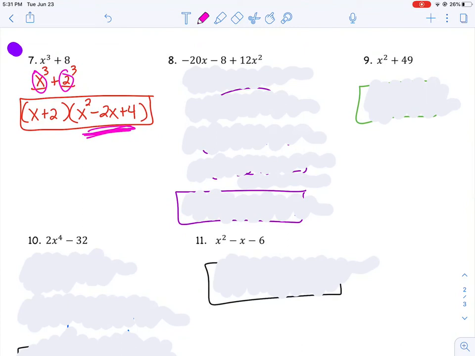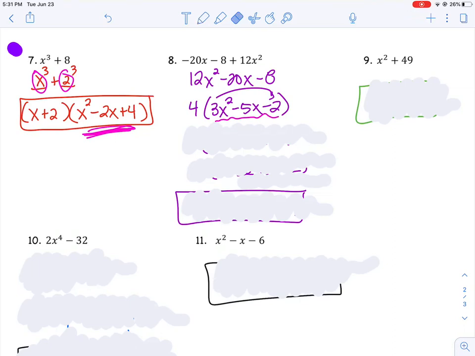All right, look at number 8. Is it in order? Hopefully that's the first thing you noticed and you put it in order. So I did the 12x squared first minus 20x minus 8. Is there a GCF? There's a GCF too. I took out a 4. That left me with a 3x squared minus 5x minus 2. I have a leftover trinomial with a coefficient in front other than 1. So let's try bottoms up.